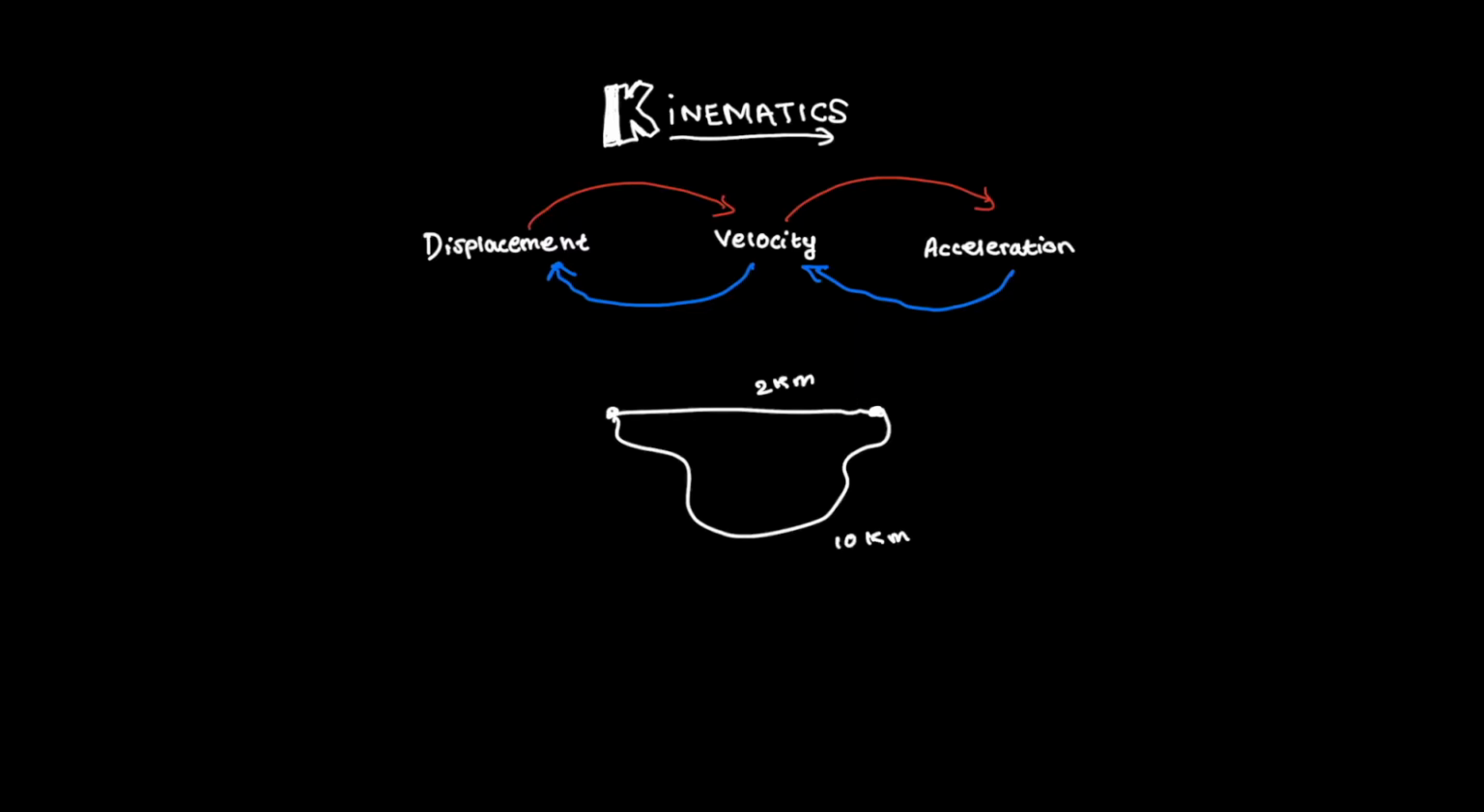If the object takes the 10 km path, the distance covered by the object is obviously 10 km. If it takes the 2 km path, the distance is 2 km. But regardless of which path it takes, the displacement would always be 2 km, because displacement is basically the shortest distance between the origin and the destination. So 2 km is the displacement. By right, you're supposed to mention the direction in which the object has moved as well.